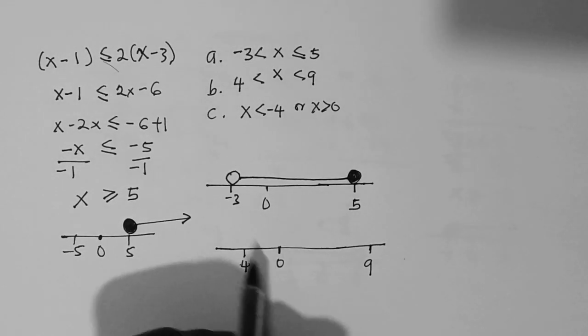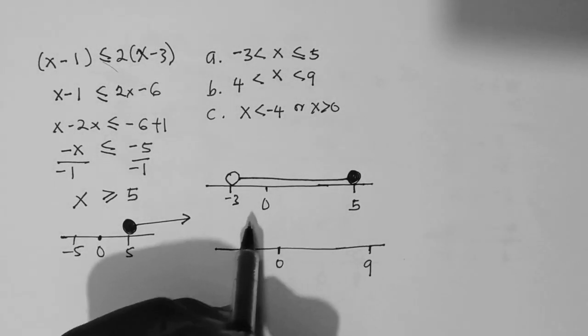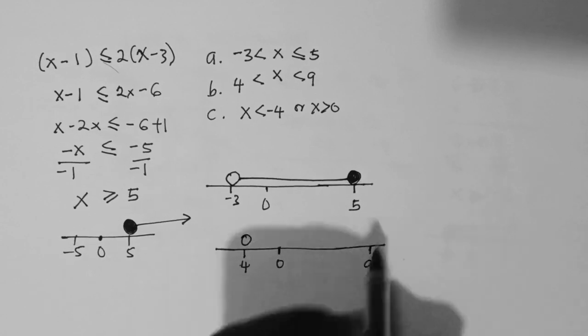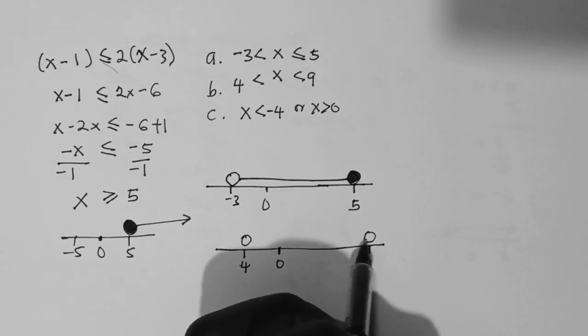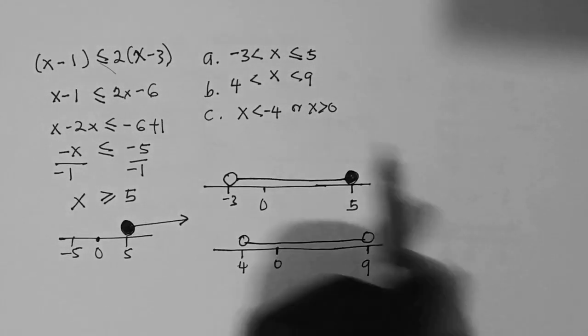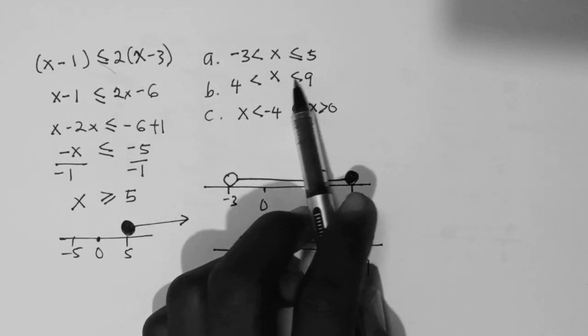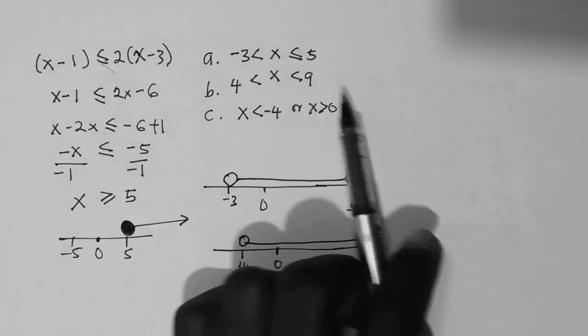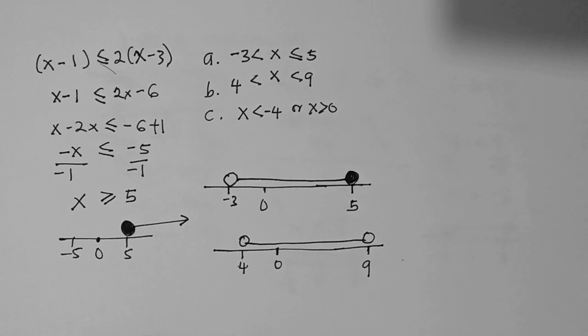So x, here is 4 and here is 9. So we just join the two together. We don't need to paint any because there is no less than or equal to in any of the signs. And then the last one, let me do the last one here.